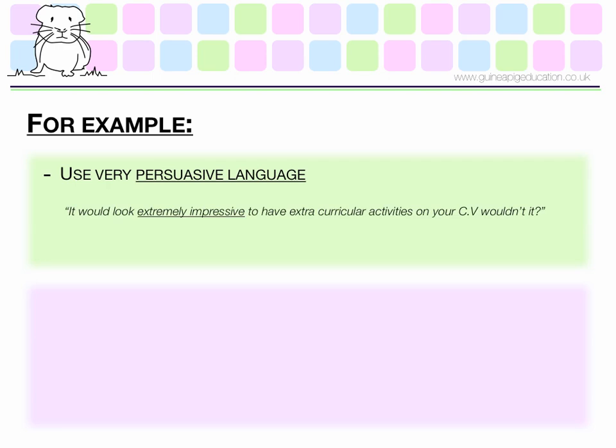So let's have a look at an example of how you can use very persuasive language in order to do that. Now it would look extremely impressive to have extracurricular activities on your CV, wouldn't it? And here's another example. We have no doubt that many students will wholeheartedly support us. Extremely impressive and no doubt, underlined there, are very persuasive language. There are many other ways that you could put it which really wouldn't persuade the person to do what you're asking at all, but these do.